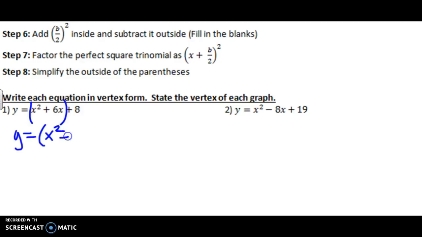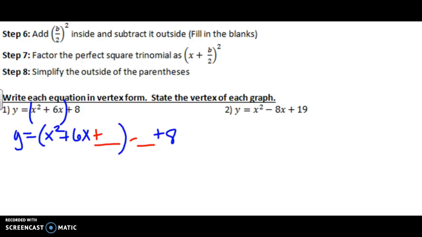You have your x squared plus 6x. Now, here's the weird part. You're going to write plus blank on the inside of the parentheses, and then you're going to write minus blank on the outside of the parentheses, and you have your plus 8. Now, this is where I said we're going to come up with a number to add, but to offset that number that we're adding in, we have to subtract it on the outside.